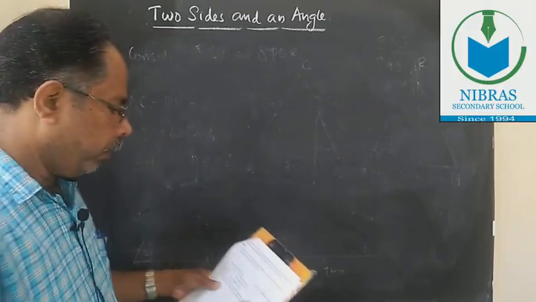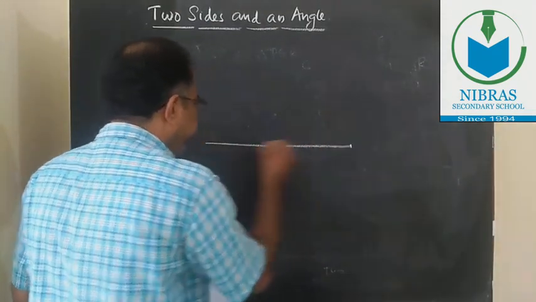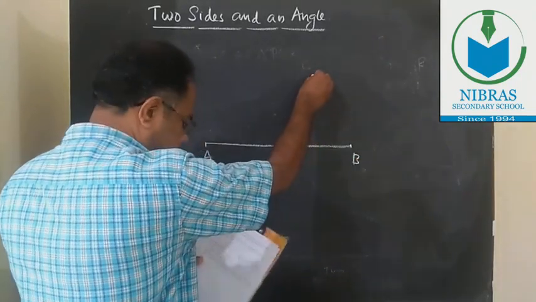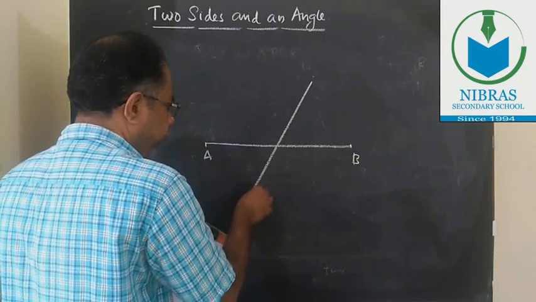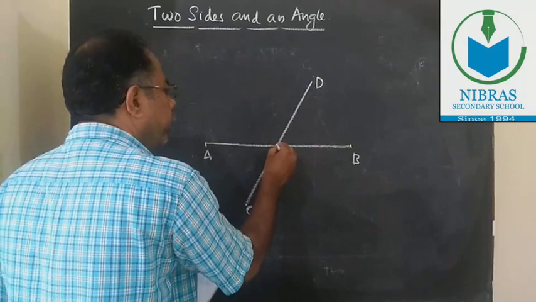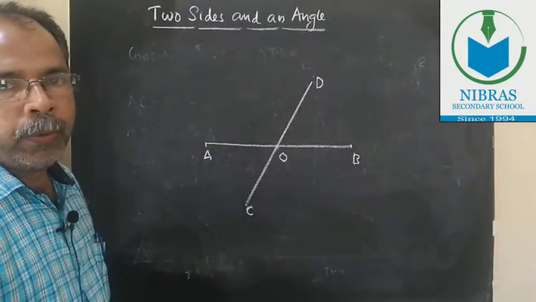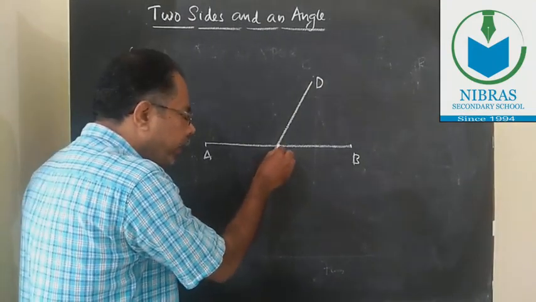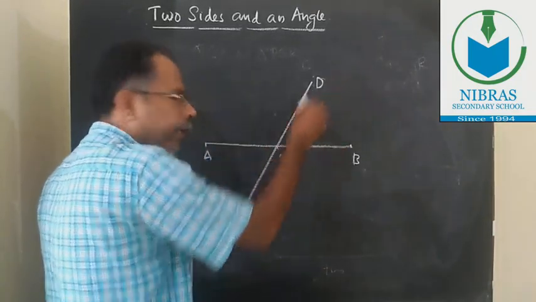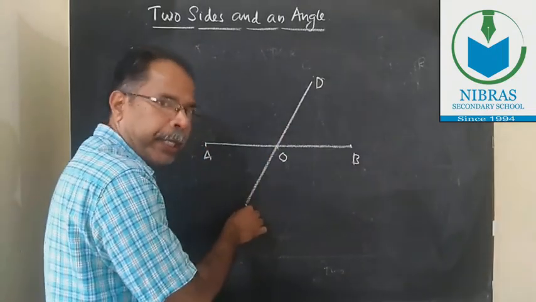Listen, what was the problem? The line AB, another line CD. This point is O. Given that this point O is the midpoint of AB and CD. O is the midpoint of AB and O is also the midpoint of CD.